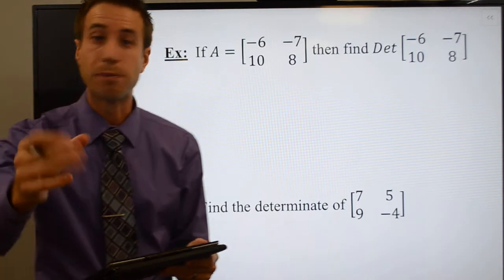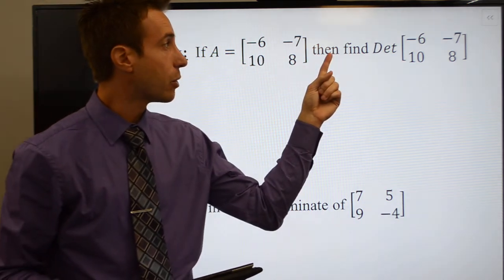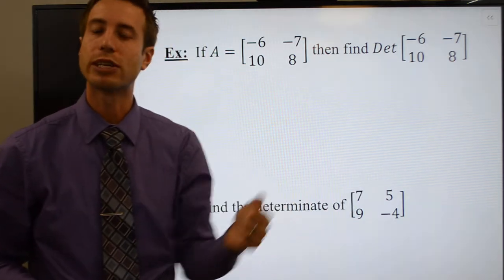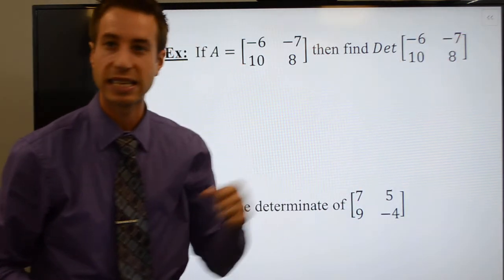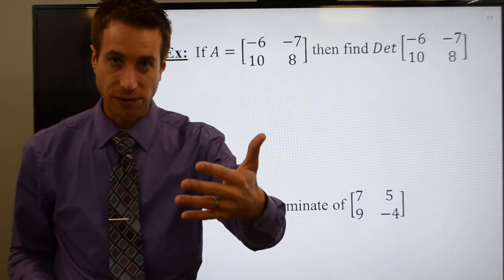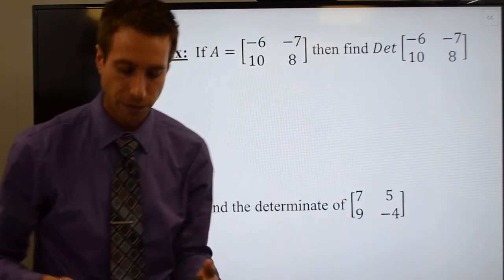This one I've written both ways, right? So I've given you the matrix A. This is our matrix. And then I want you to find the determinant of that matrix. Again, it doesn't matter which way I give it to you, whether I put that matrix in absolute value signs, it doesn't mean absolute value. You now know it means find the determinant. Or I just write DET, right? The abbreviation for determinant. You're finding a determinant.